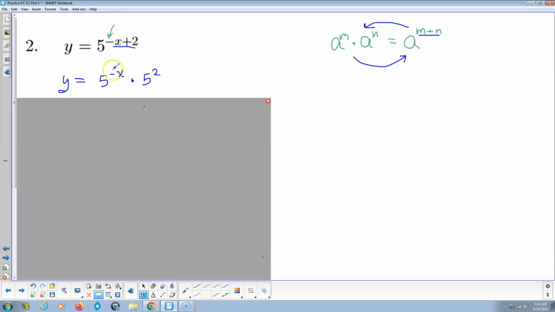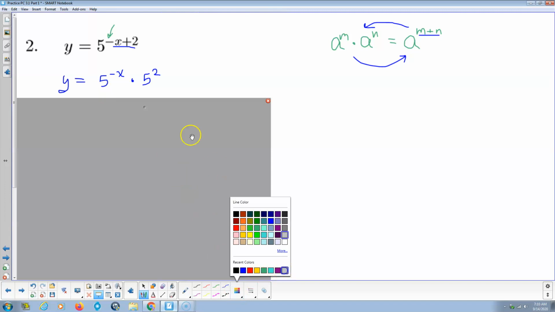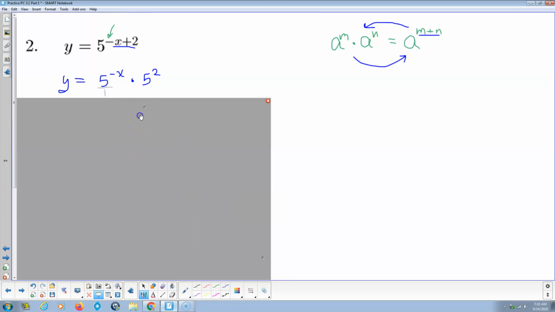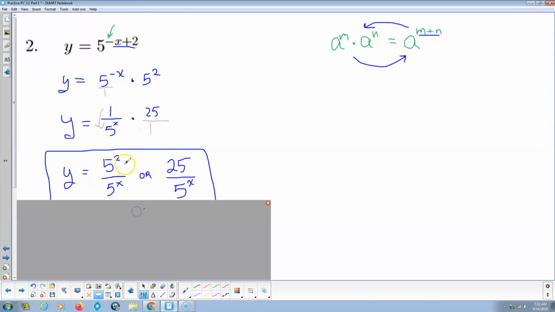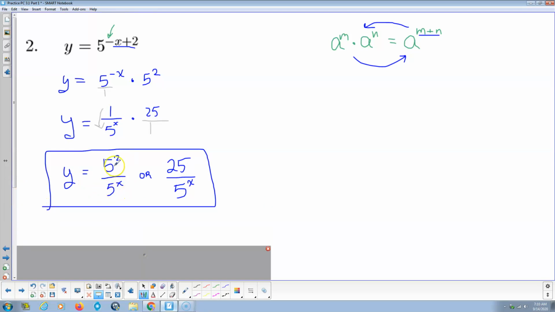And then what's the negative on the x mean? That means reciprocal. So 5 to the negative x power in the numerator, because this is assumed to be over 1, of course, is the same as 5 to the positive x power in the reciprocal position, which is the denominator. So we have 25 over 1 times 1 over 5 to the x. That gives us 25 over 5 to the x. Or if you want to leave it in exponential form, 5 squared over 5 to the x. So whatever x is, however many 5s there are down here, two of them up here are going to cancel out. There's going to be x minus 2 left in the bottom. And that's what this says. Pretty cool. Okay.